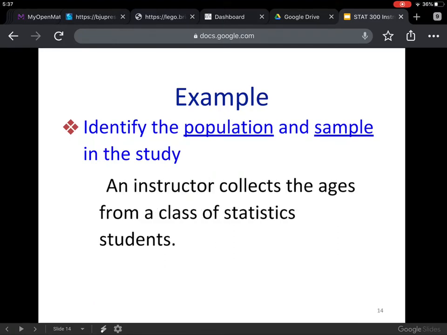Here's another one. An instructor collects the ages from a class of statistics students. This one's a little bit trickier. Think about this. What is the population? And what's the sample? So the instructor collects the ages from a class of statistics students. You might say that the class is the population, right? And the ages are the sample. Remember that that would not be correct, because the units have to be the same. The ages and the class are not the same units.